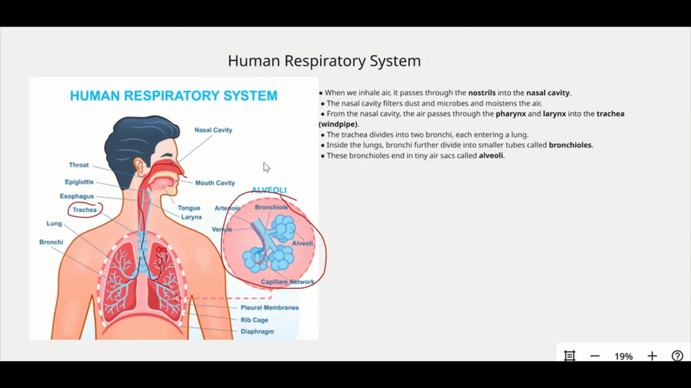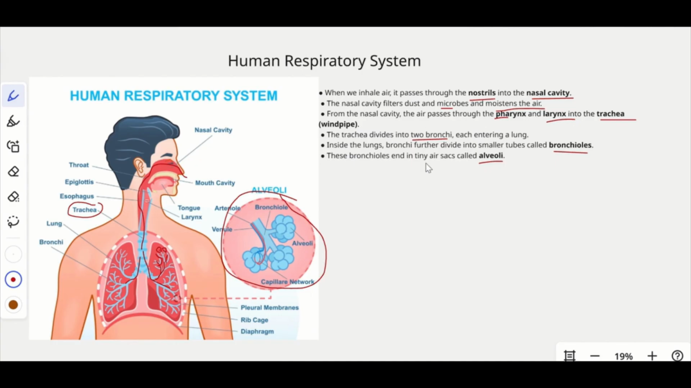When we inhale the air, it passes through the nostrils, then into the nasal cavity. It will filter dust and microbes and moisten the air. From the nasal cavity, air passes through the pharynx, then to the larynx, and then to the trachea. The trachea will divide into two bronchi, entering both lungs. Inside the lungs, the bronchi further divide into smaller tubes called bronchioles, and these bronchioles end in a tiny air sac called the alveoli. So these are the structures.